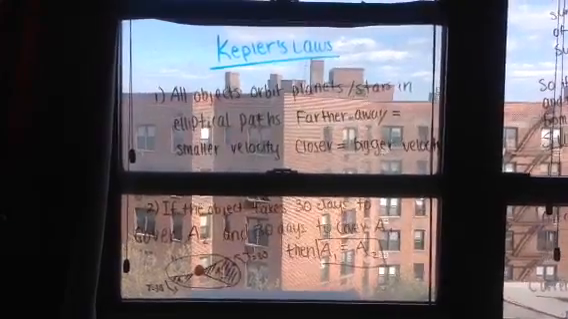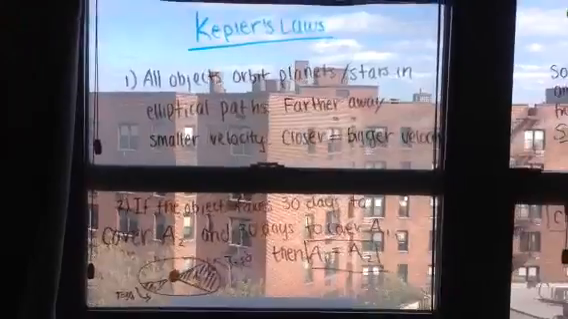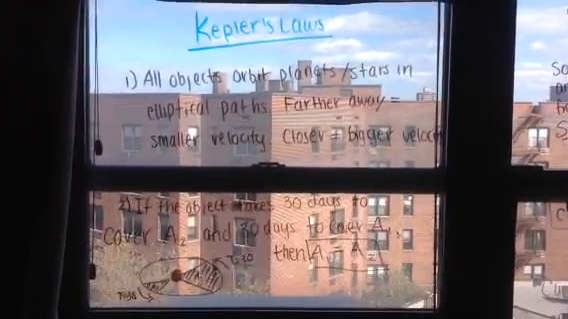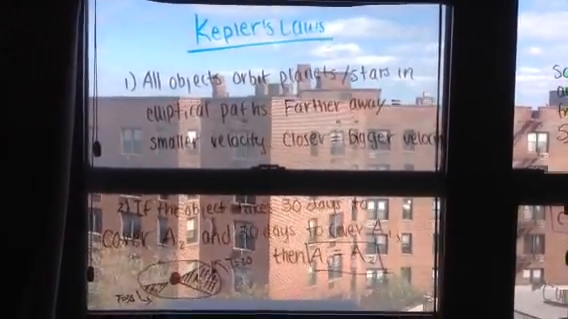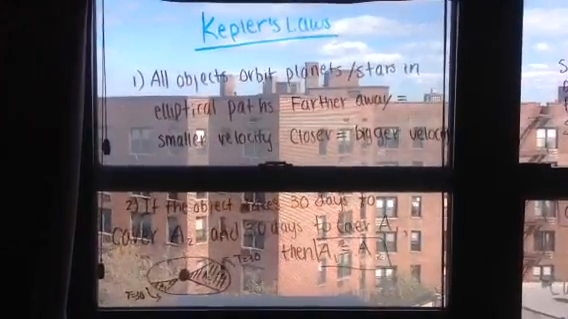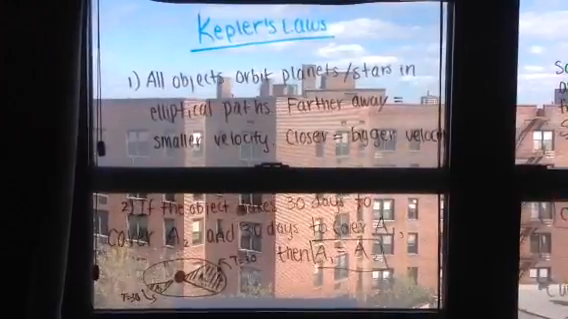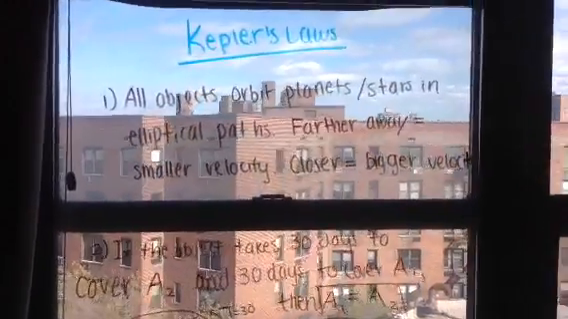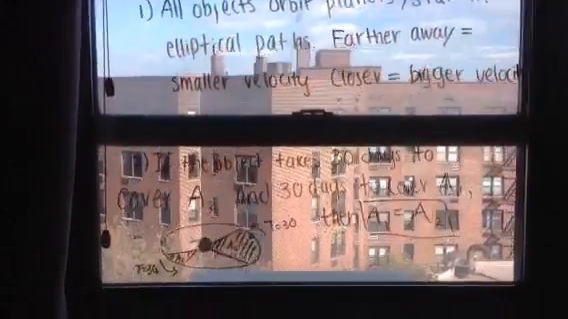Now let's talk about Kepler's laws. Kepler had 3 laws. The first one states, all objects orbit planets and stars or other large bodies of mass in space in elliptical paths. Farther away from the object that they're orbiting means that the object will orbit at a smaller velocity. If they get closer to the object that they're orbiting, they will have a bigger velocity. This is to conserve angular momentum, which we'll learn about later on.